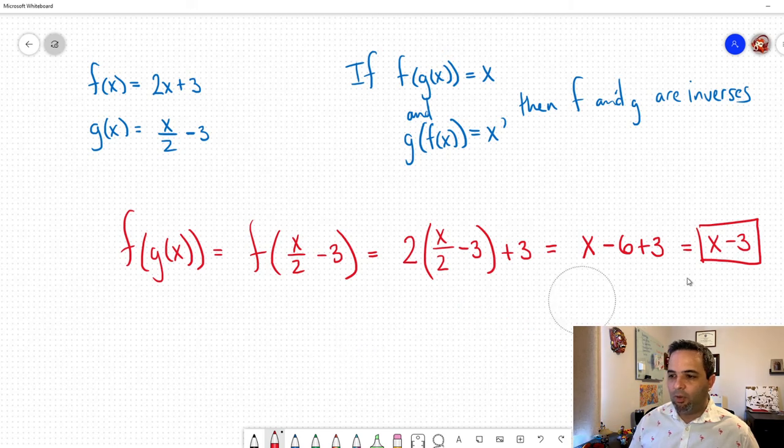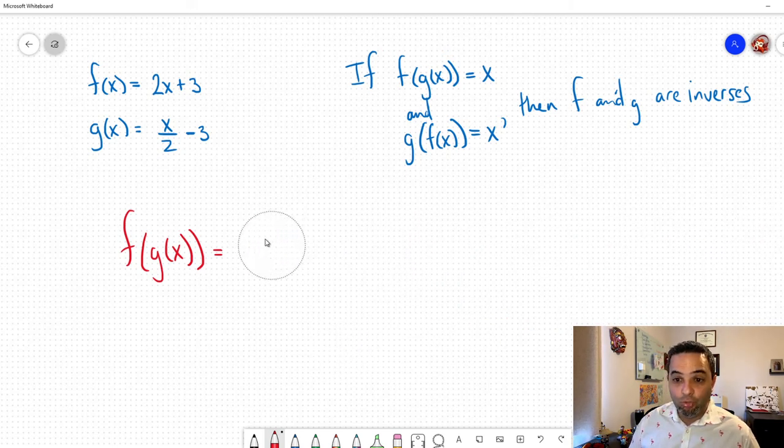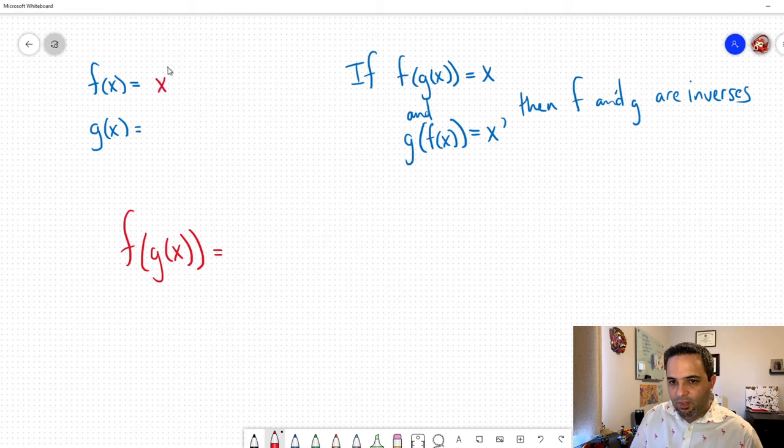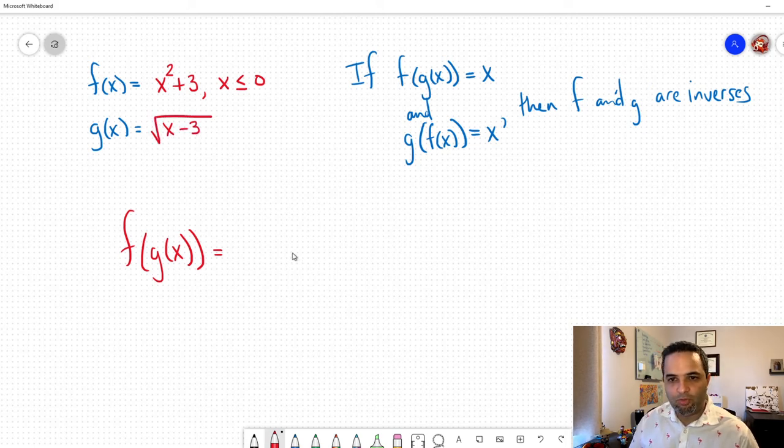Okay, so I'm going to go back now and write two functions that I know are inverses of one another. I'm going to reset these, and I'm going to start with x squared plus 3, where x is less than 0. And then I'm going to have the square root of x minus 3.